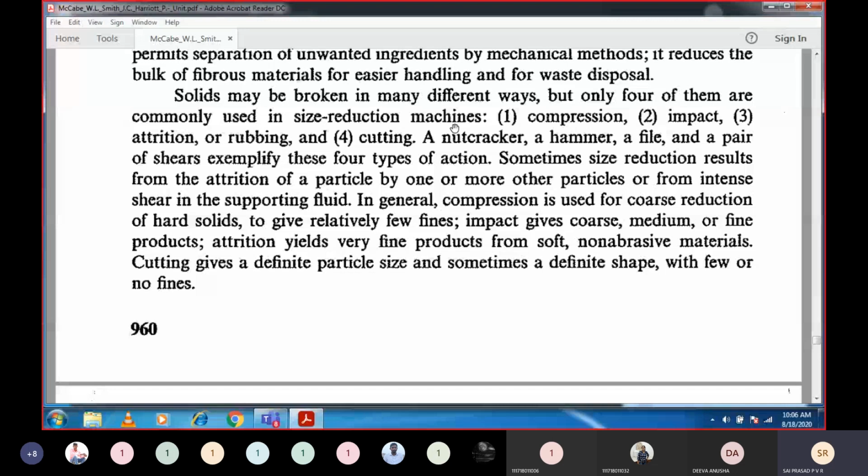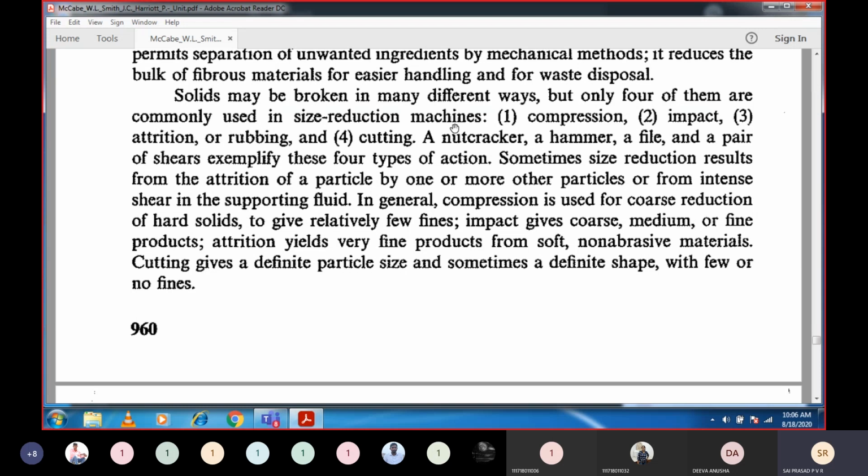Cutting. Imagine a situation where a tailor cuts your cloth into the desired size, and then after stitching he makes a shirt for you. Like that, here also we have cutters which will cut the particles depending upon our desired sizes. So these are the 4 ways by which solids are broken. The first one is compression, second is impact, third is attrition or rubbing, and the final one is cutting. By these methods of applying forces on the object, size reduction takes place.